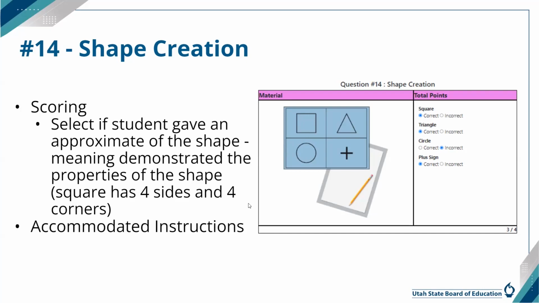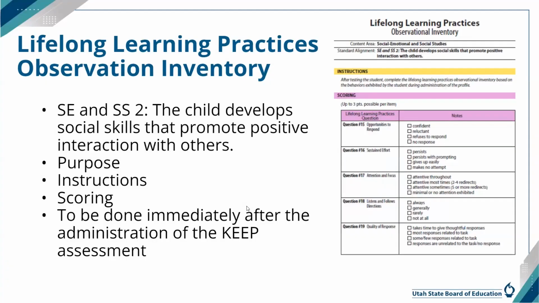Or 3 shapes and a plus sign. Okay. The very end is just those lifelong learning practices, observational inventory. So this is based on your observation with the student during the assessment time. How well were they able to respond? Their effort, their attention and focus, how well did they listen and follow directions, and what was the quality of their responses? So you're just paying attention as you're giving this assessment to the student, and then noting where they fall within the range of answer options.